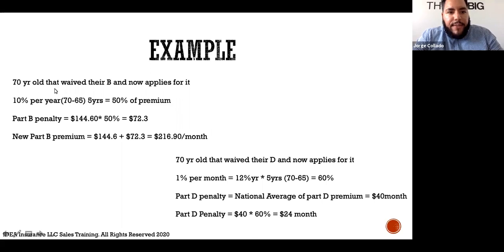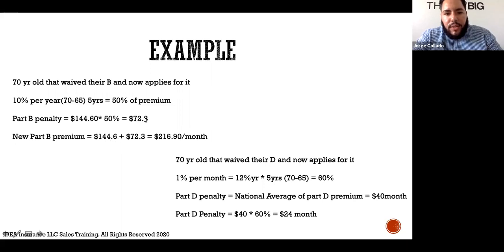So they had 5 years. They're 70 now. They were eligible for Part B at 65. So it's a total of 5 years without Part B, 10% per year, 50% of premium. So they're going to be hit with a penalty of 50% of the premium. So the premium, how much is it? 144.60. They're going to multiply that times the penalty, which is 50%. The penalty is 72.30.